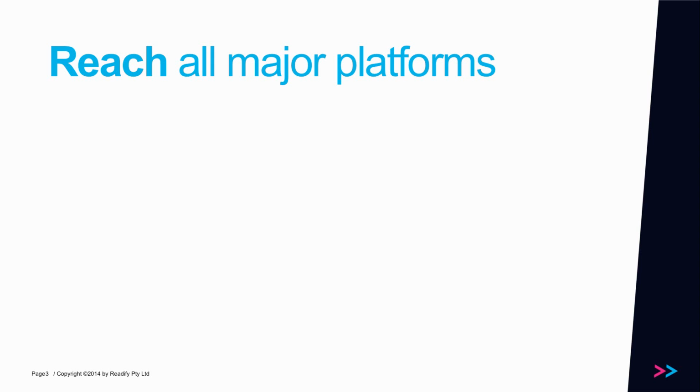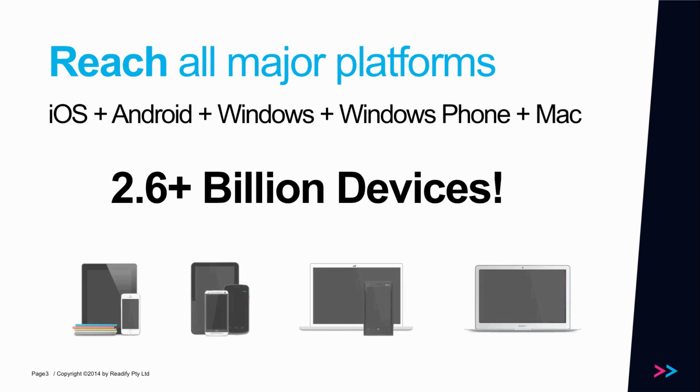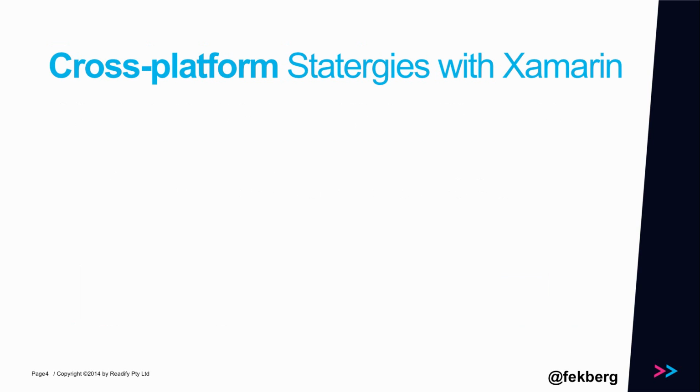So we want to reach all the iOS, Android, Windows Phone, and the Mac devices. In summarizing all these together, we get about 2.6+ billion devices, and that's quite a lot of devices out there. So with Xamarin, and a good cross-platform strategy for code sharing, we can reach all these platforms. Now there are some different strategies out there when it comes to cross-platform development. However, when we're doing development in Xamarin, there are two different aspects that are important to us.